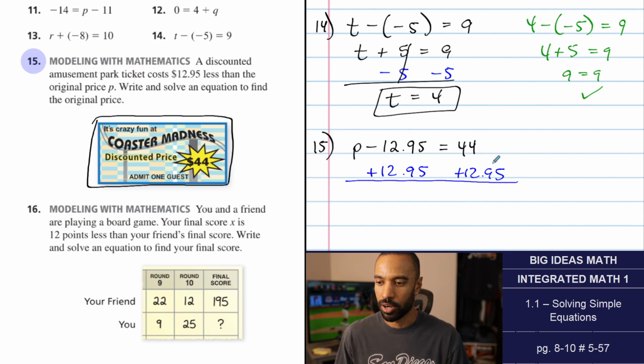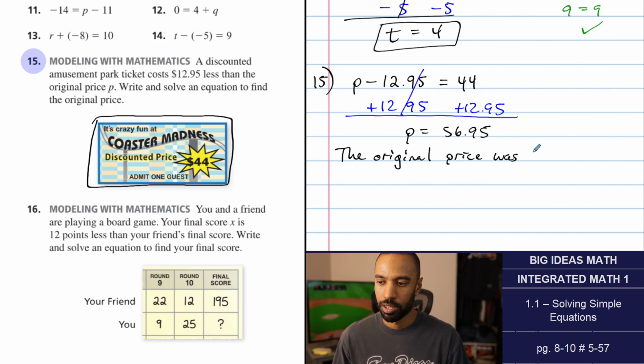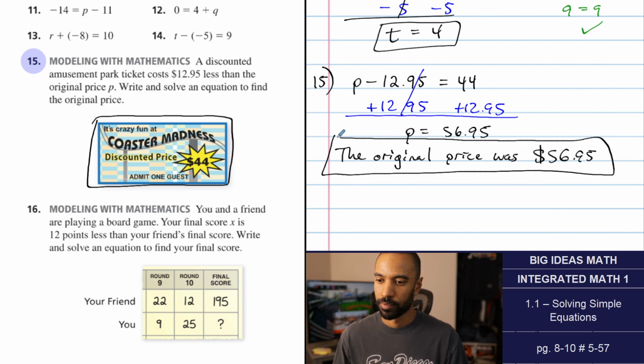Sometimes we'll have to use the calculator. I don't think for me this will have to be one of them. 44 plus 12 is 56, and then $56 plus 95 cents is exactly that, $56.95. So the original price was $56.95. If they don't say double check, I'm not going to. I don't think they do. There we go.